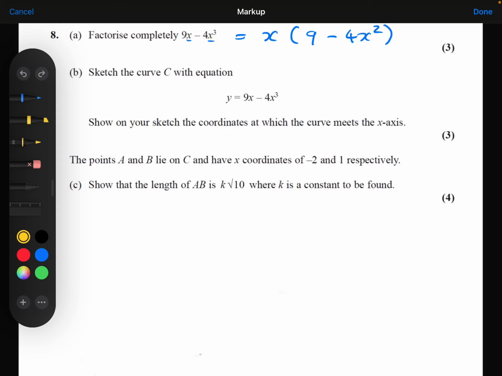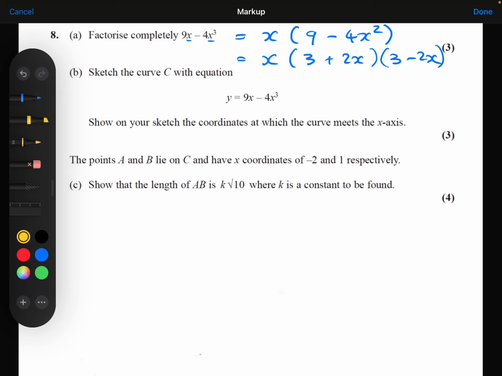Now I just need to check, is that factorised completely? And no, it's not, because actually this can be factorised some more. This is the difference of two squares. 9 is a square number, 4x squared is a square number, and these are being subtracted. So therefore, I can rewrite this as being 3 plus 2x, 3 minus 2x.